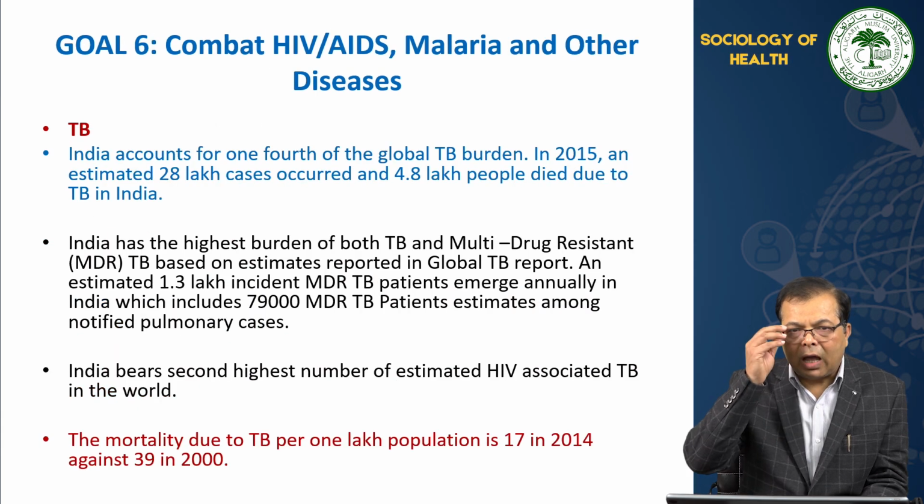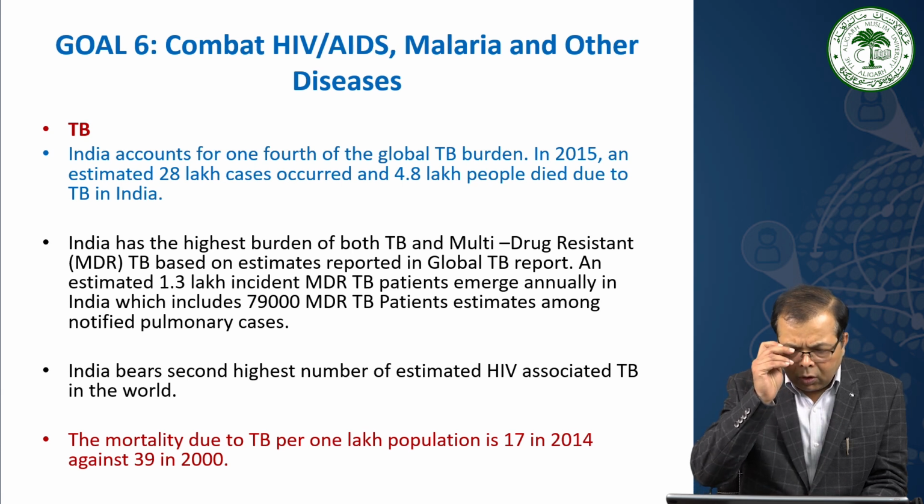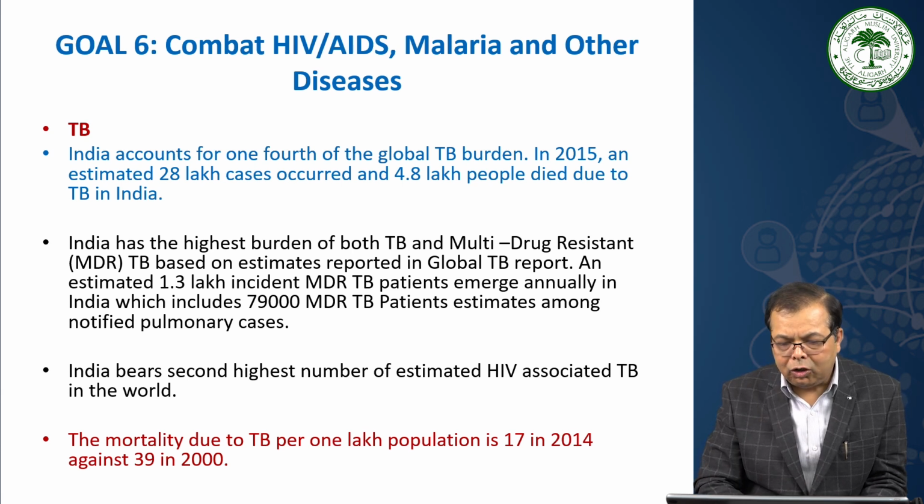And when we talk about the other disease, this is basically tuberculosis. India accounts for 1/4 of the global tuberculosis burden, that is the TB burden. In 2015, an estimated 28 lakh cases occurred and 4.8 lakh people died due to tuberculosis in India. The mortality due to tuberculosis per 1 lakh population is 17 in 2014 against 39 in 2000.